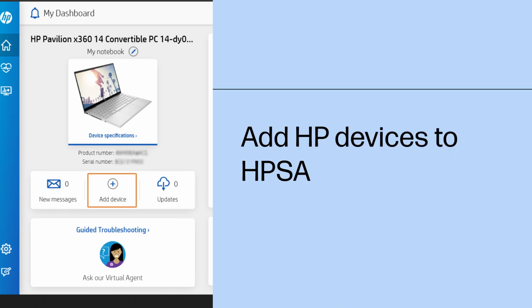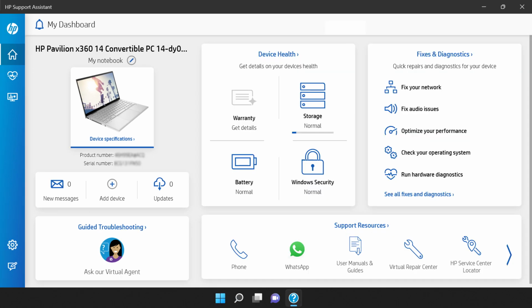Add an HP printer, computer, or any other device to HP Support Assistant. To add an HP device to HP Support Assistant, make sure the device that you want to add is on. Click Add Device. Click Detect My Devices for a list of available devices, or enter the device's serial number in the serial number box and click Find My Device. Then follow the on-screen prompts to add your device.